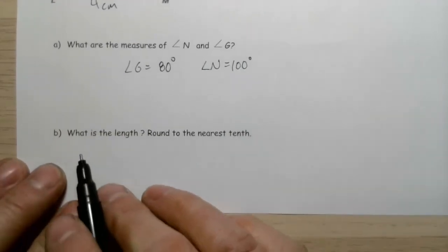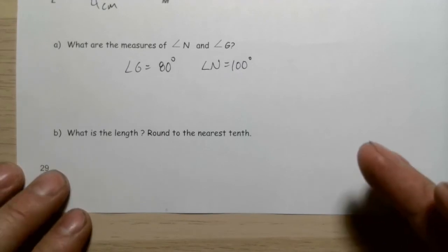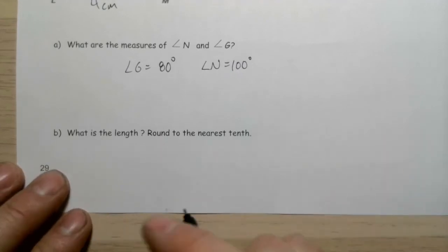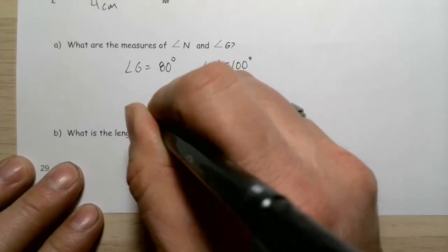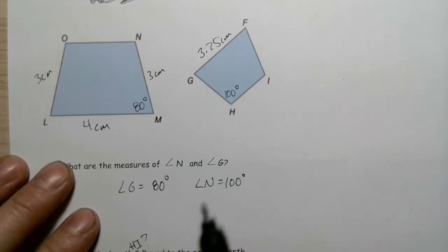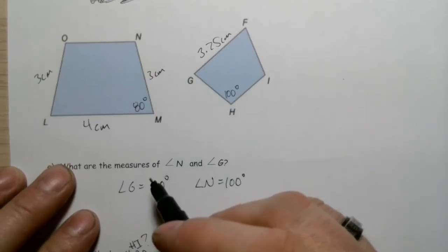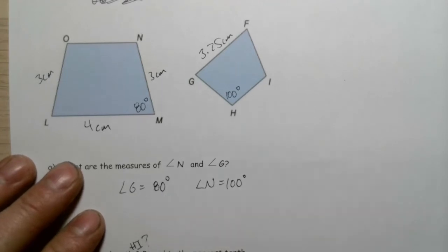Now, what is the length, rounded to the nearest tenth? Okay, I'm going to say what is the length of, let's say, HI. Okay, HI. So this top right here. Oh, and I haven't given either one of those things. Oh, this is frustrating. Okay, so let's do it like this.